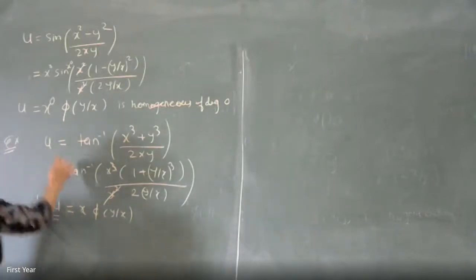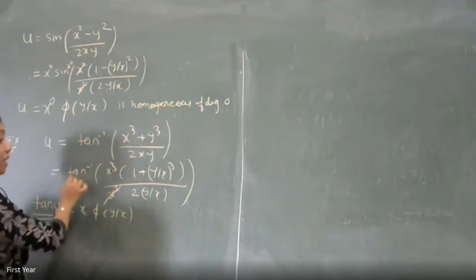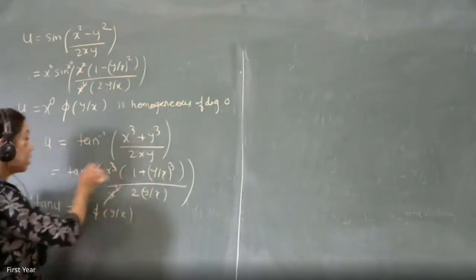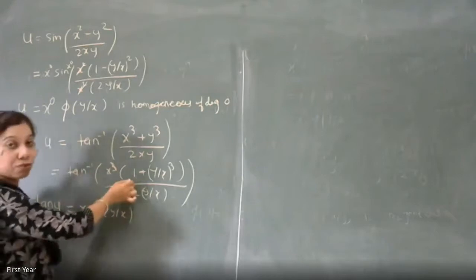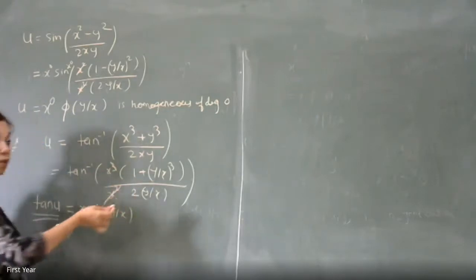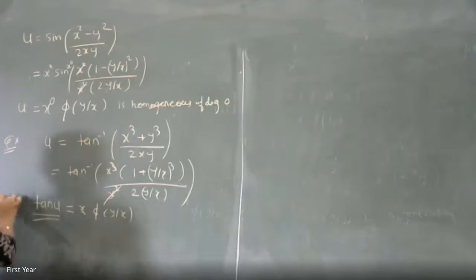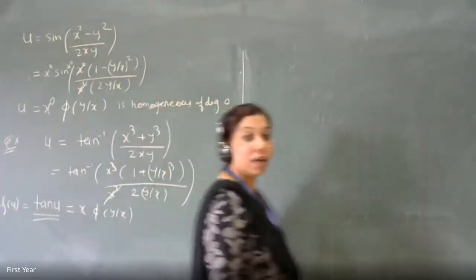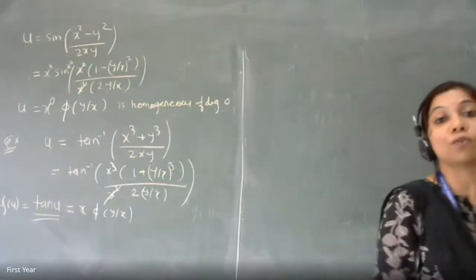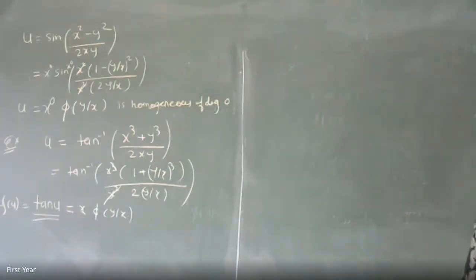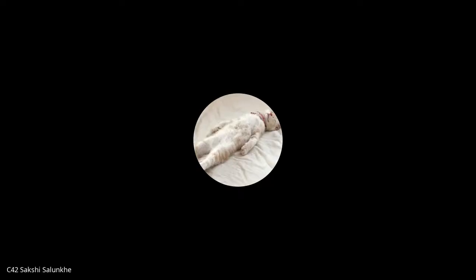So u can be called a function of a homogeneous expression. U is a function of a homogeneous expression, that is called f of u, which is tan of u. In this case, f of u is equal to tan of u is homogeneous of degree 1. Is that clear? Difference between the normal functions which are directly homogeneous and f of u is homogeneous. Is that clear to everyone?